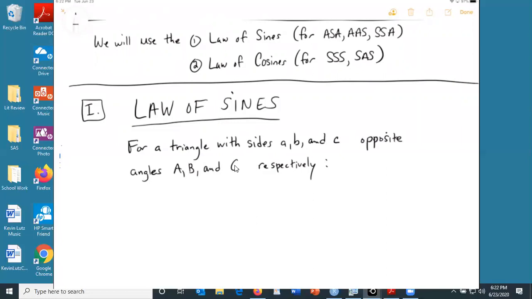Okay? Now here's what the law says. If you take the sine of angle A and divide it by side A, and if you take the sine of angle B and divide it by side B, and if you take the sine of angle C and divide it by side C, these ratios will all be equal.